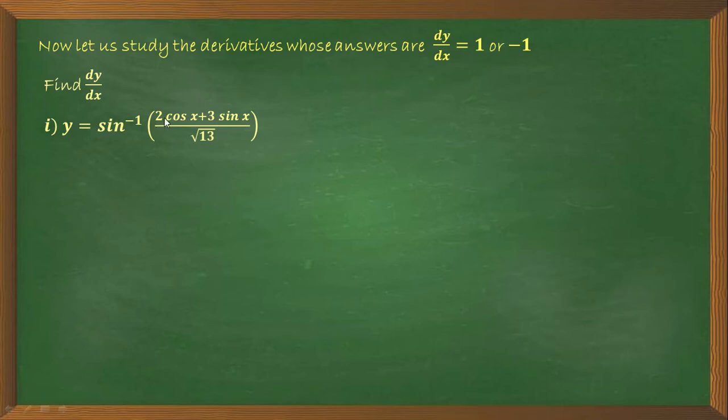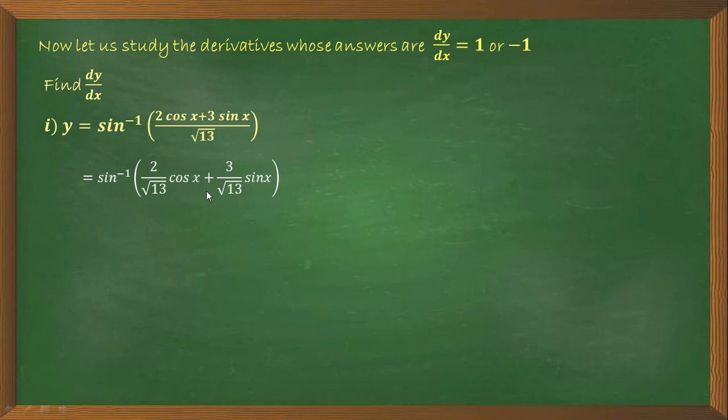Now see this trigonometric expression, and we have to simplify this by using trigonometric formulae so that we get the simplification, and it is very easy to differentiate with respect to x. Now how will you simplify this type of function? That is our main concept. Okay, now see, if you take the separate denominator here, that is 2 upon root 13 into cos x plus 3 upon root 13 into sin x.